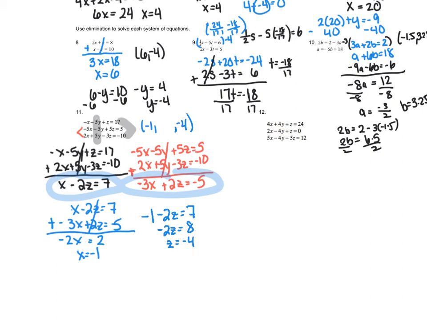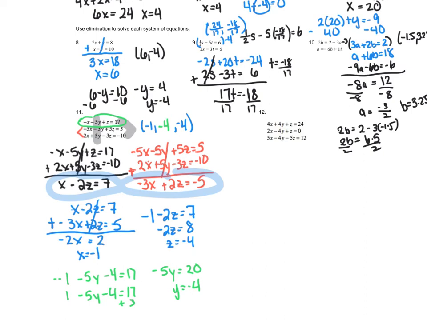So I'm going to go back now to any of the original guys, and we're going to fill in our x and our z to solve for y. So negative 1 minus 5y minus 4 equals 17. So that's negative 1 minus 5y minus 4 equals 17. Negative 1 minus 4 is negative 5. So we're going to add 5 to the 17. So negative 5y equals 20. Y equals negative 4.